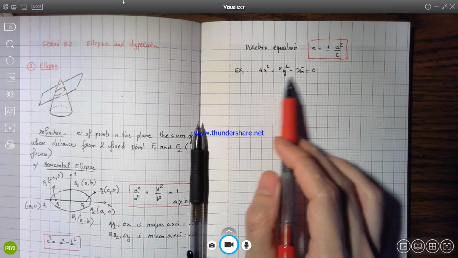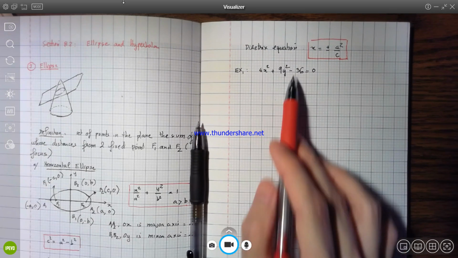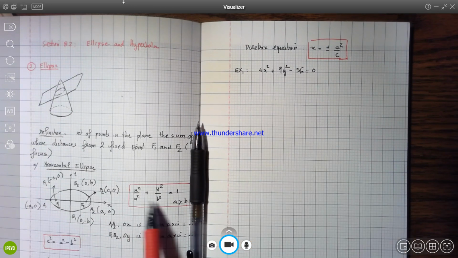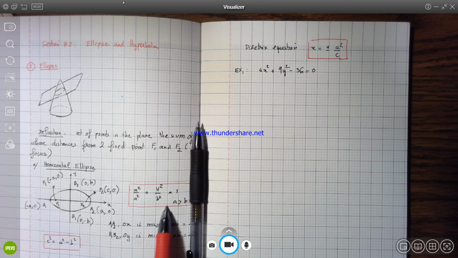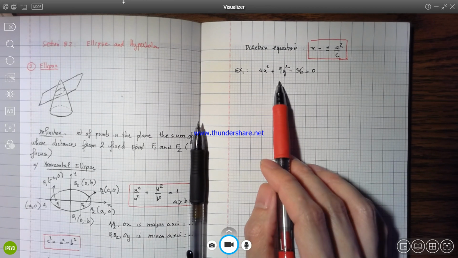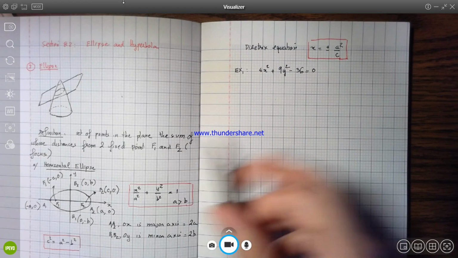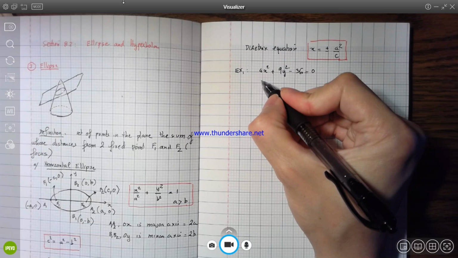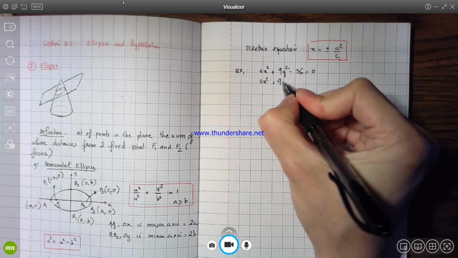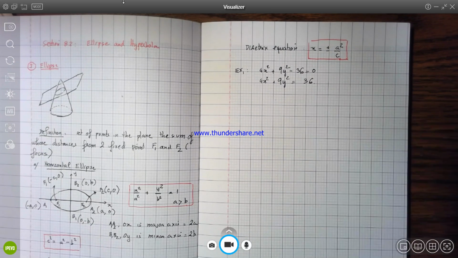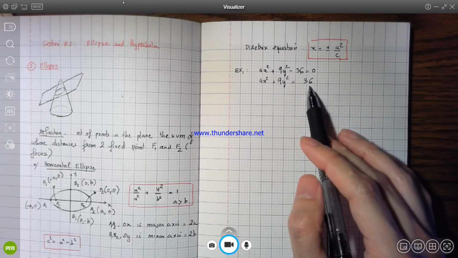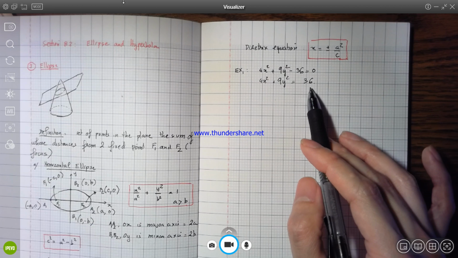It looks like what we have over here. It doesn't look like the ellipse form we already learned. However, actually it is. We need to have 1 on the right-hand side, right? So what you have to do is add 36 to both sides. Then divide both sides by 36. Then you see that over here we have number 1.